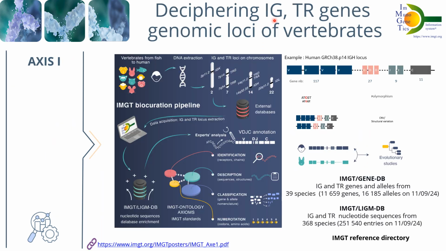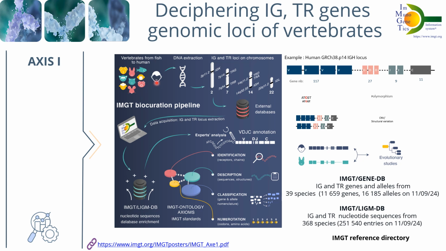Deciphering the immunoglobulin and T cell receptor genes in the genomic loci of jawed vertebrates is the first axis of research and development within IMGT. So basically we're going to have a look at the first part of this poster, which is the jawed vertebrates, as we already mentioned, going from fish to human.